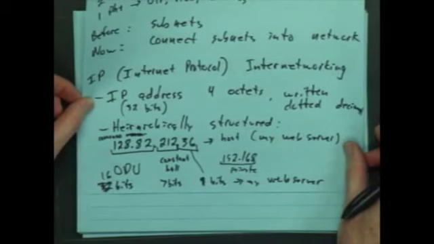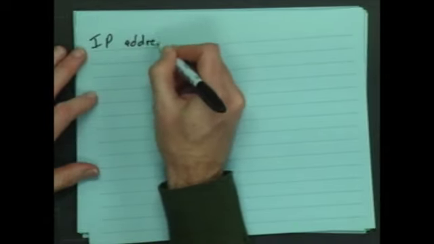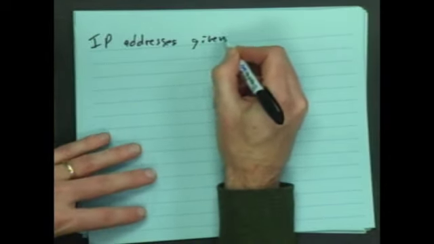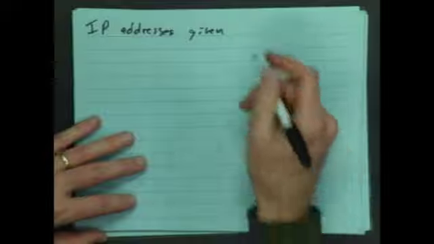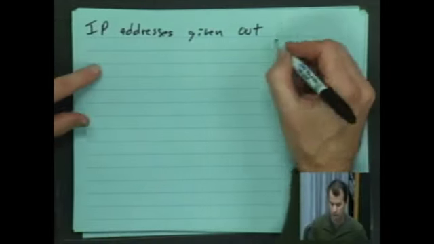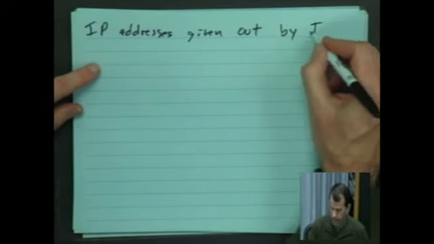Okay, so this is internet addresses. All right, where do they come from? These have to be given out, all right? Or they were given out. They're pretty much all given out now. They're given out by a company called the IANA.